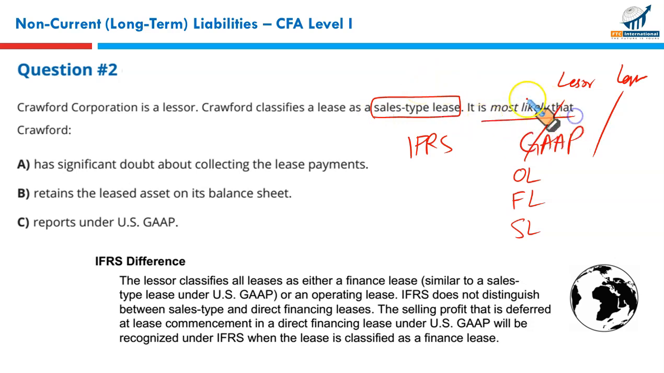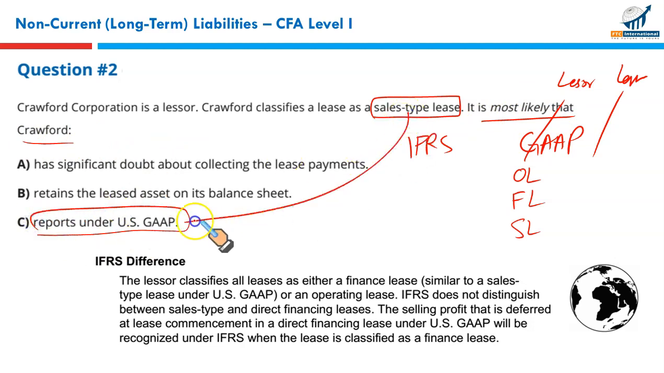It is most likely that Crawford is reporting under the US GAAP because this classification is under the US GAAP. If there is any uncertainty regarding the payment, it can't be classified as a sale type lease. If the lessor retains the lease asset on its balance sheet, it cannot be classified as a sale type lease. It is then classified as an operating lease. So this classification is only available in the US GAAP.